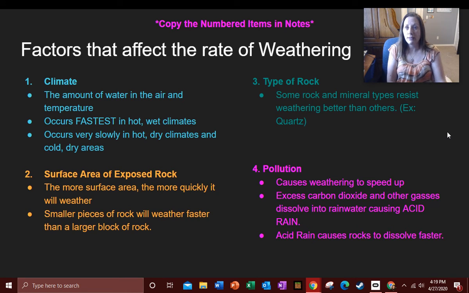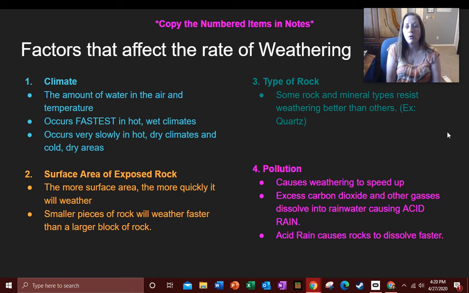So we're going to get into studying specific types of rocks coming up pretty soon. But some rocks and minerals actually resist weathering better than others. Okay, for example, quartz. It's a pretty hard one to weather. But we will go through all the different types of rocks, but just know that type of rock also affects how fast or how slow that rock breaks down.